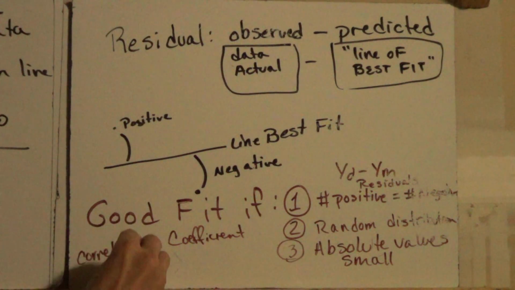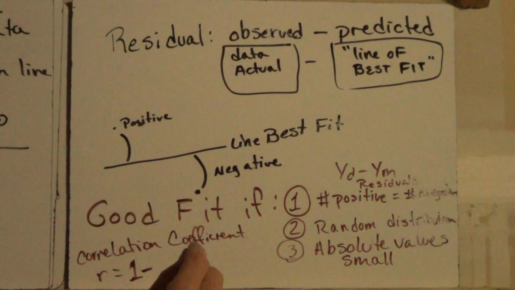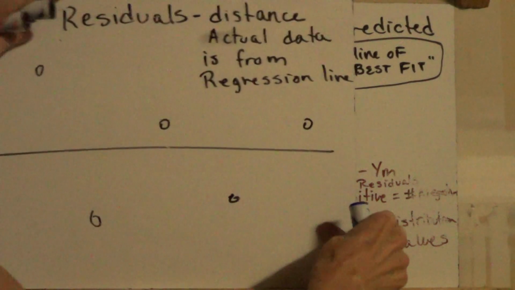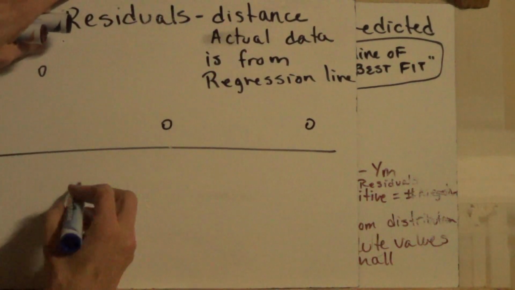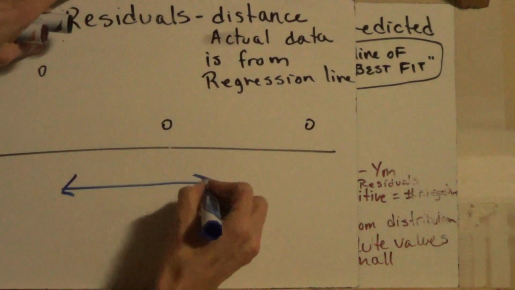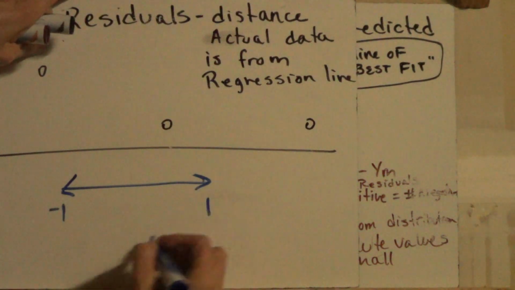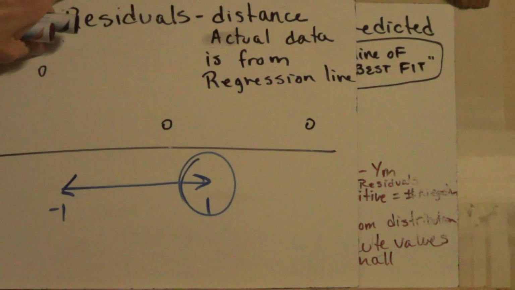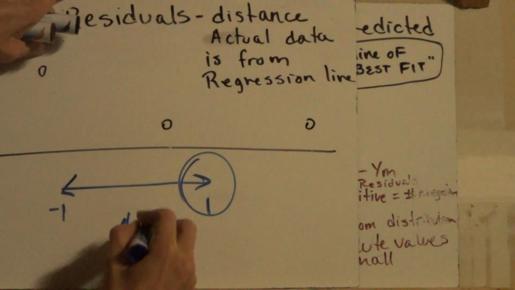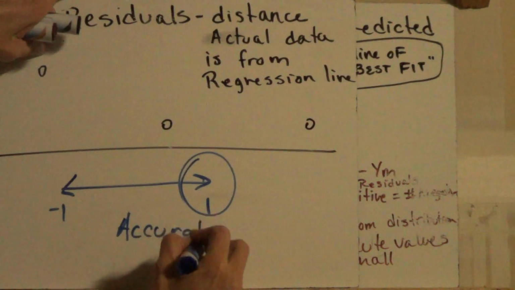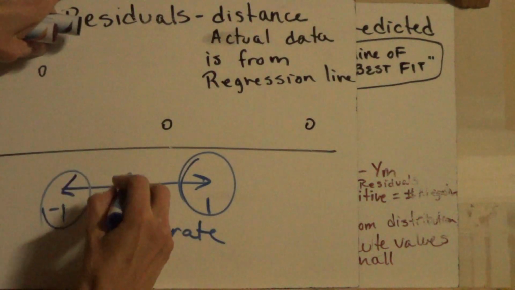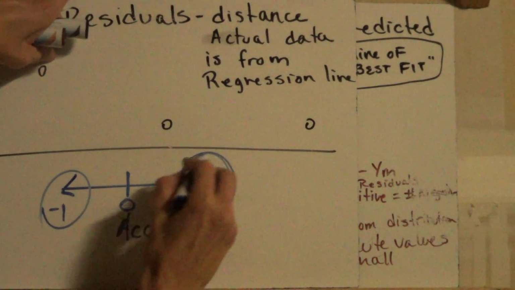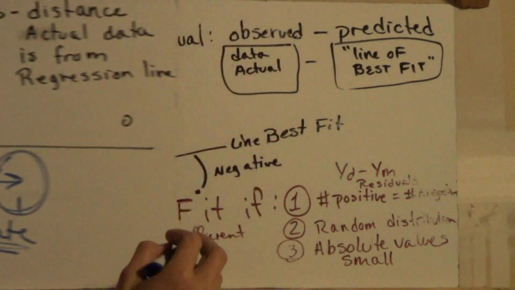The closer that R value is to 1, the better the fit. Okay? I'm just going to use this board here. I believe that R can go from -1 to +1. The closer it is to 1, the more accurate it is. It could also be -1, but you don't want it at 0. You want it as close as possible to 1 or -1 to be the most accurate.